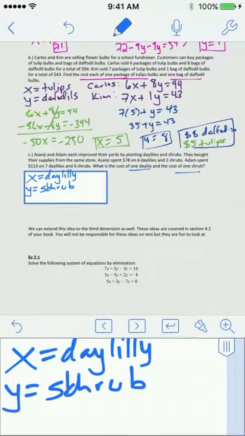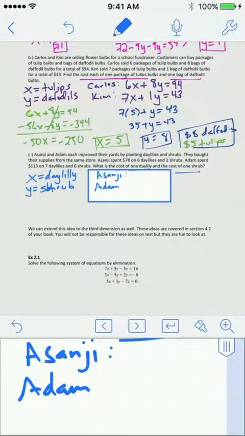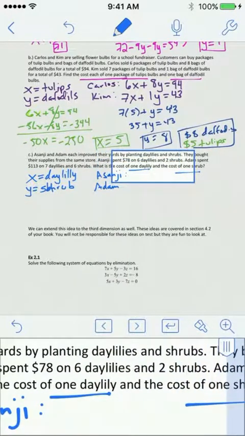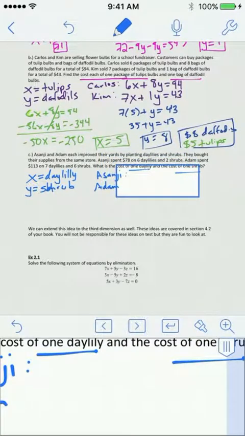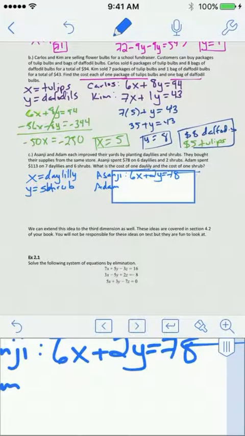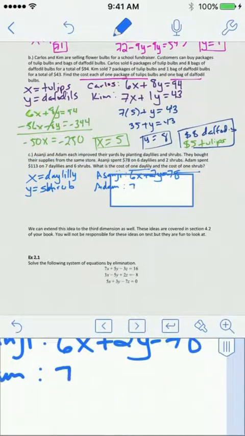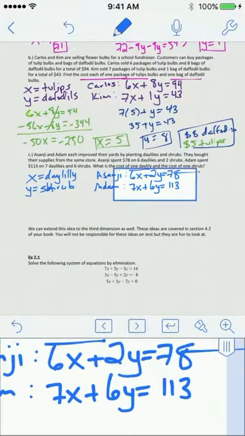Alright, now I'm going to come up with those 2 equations. One about Sanji, and one about Adam. It says Sanji spent $78 on 6 daylilies and 2 shrubs. So I hope you came up with 6 times the daylilies plus 2 times the shrubs equals 78, right? And then Adam spent $113 on 7 daylilies and 6 shrubs. So 7 daylilies and 6 shrubs is $113.